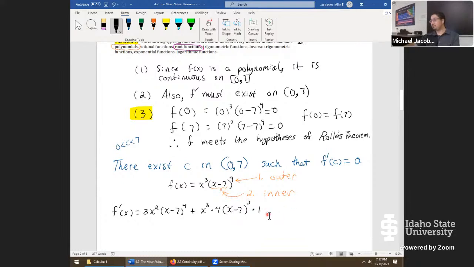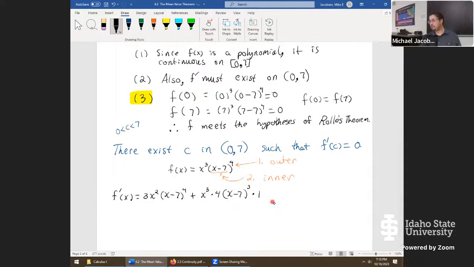Now, even when we were in chapter 3, we didn't settle for this right here. We said we still want to simplify it. It's really for this work that we want to take all that time simplifying. First thing I'm going to do is just clean it up. 3x squared (x minus 7) power 4 plus 4x cubed (x minus 7) power 3. So I've just simplified things, the times ones, moved the 4 in front of x cubed.